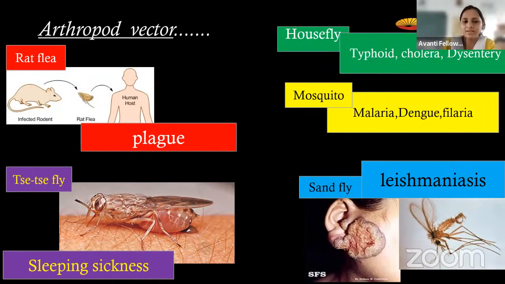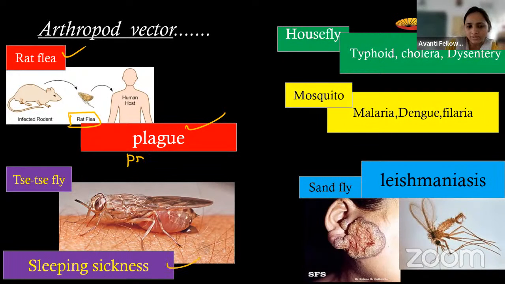Some examples I have given here for the arthropod vector, how it is going to be transmitted. See here, rat flea. You all know about the plague, right? The mouse is having the flea. On the mouse, there are some fleas that carry the bacteria, and through that bacteria it is going to cause the plague. Plague is by the rat flea.